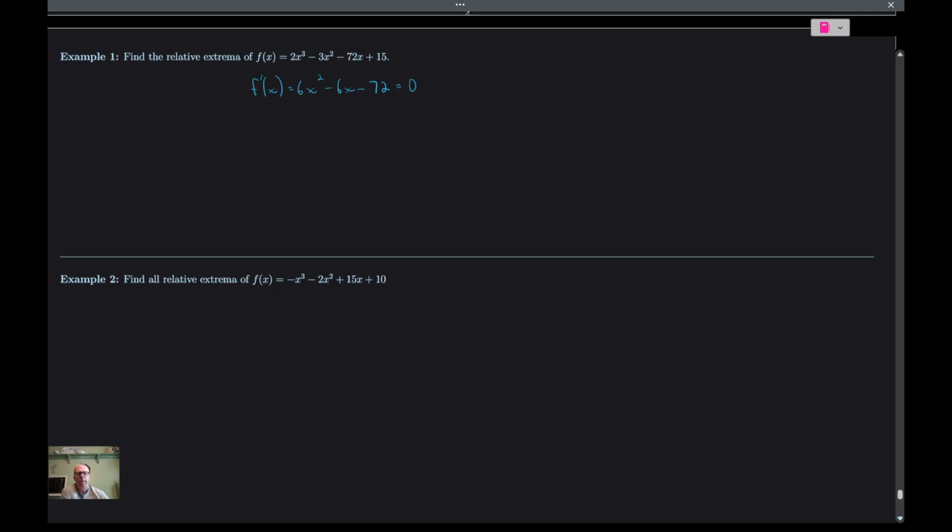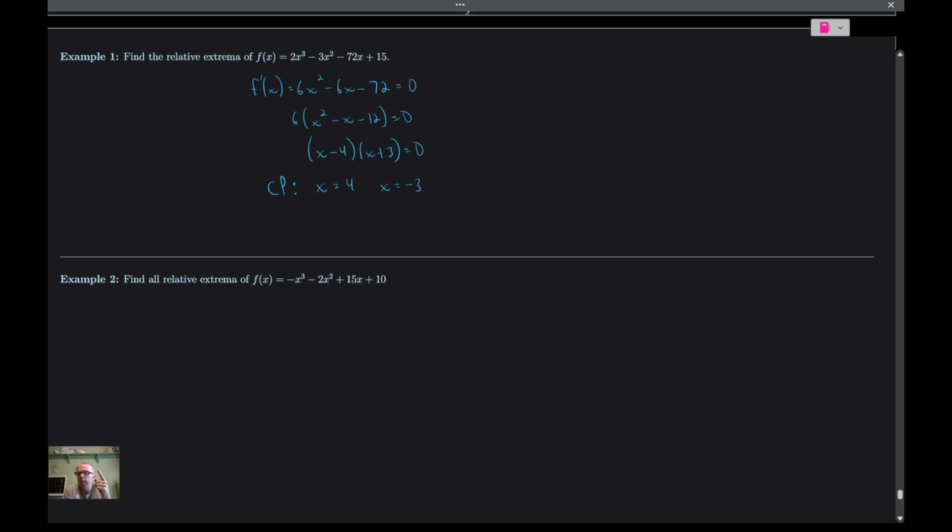So let's factor out a 6. So we get 6 times x squared minus x minus 12. Then we can divide by 6. We can factor this. We get x minus 4, x plus 3 equals 0. So that tells us that our critical points are x equals 4 and x equals negative 3.